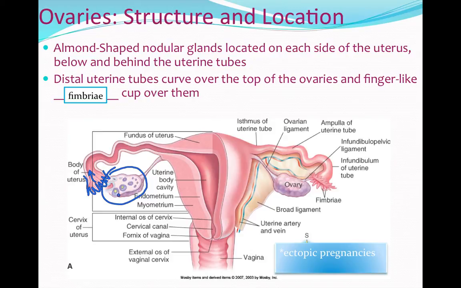Occasionally, eggs will be released and they miss their target and they wind up somewhere in this location outside of the uterine tubes. If the sperm make it all the way up and fertilize in an event outside of the normal tract, we call that an ectopic pregnancy. So that can be very problematic because the normal place for fertilization should be in this region, not outside here.